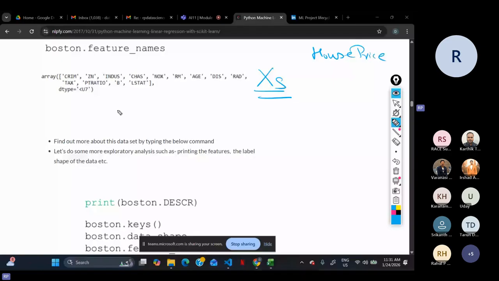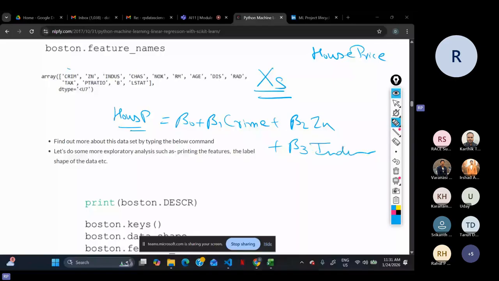So your model is saying, okay, I know your house price, HP, is a function of beta naught, which is nothing but, if everything else is zero, then what is the house price, right? Which is a theoretical concept, but beta 1 times crime rate plus beta 2 times zone plus beta 3 times Indus and so on and so forth. You get the idea? What are the X1, X2, X3? Those are all the features that you've given to your model.